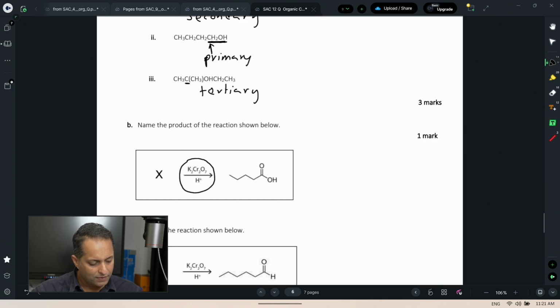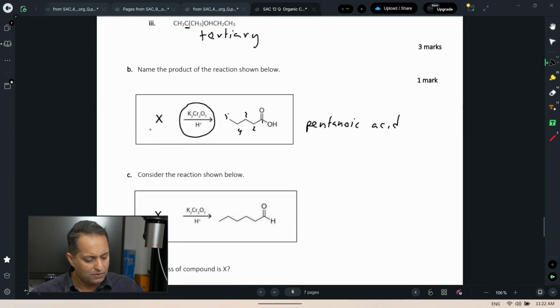Interesting. Name the product of the reaction below. I'm just trying to debate with myself whether X is a primary alcohol or an aldehyde. Interesting. Now, name the product of the reaction below. That is 1, 2, 3, 4, 5, so it's a pentanoic acid. That part is not that difficult. Then the difficult part is this one.